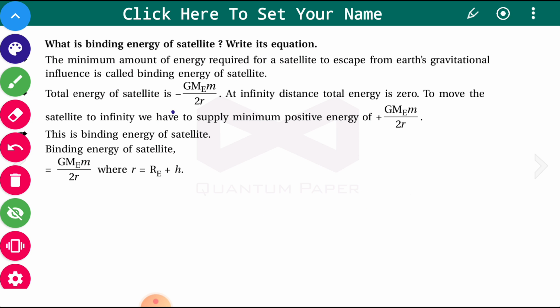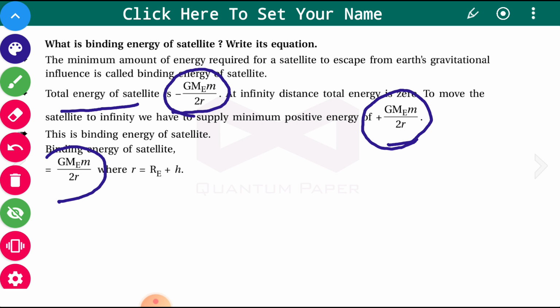We have already discussed that it is minus GMEM upon 2R. So the total energy of the satellite is negative, which shows its binding energy. If you want to remove this satellite to infinite distance, then positive GMEM upon 2R energy must be given from outside. So the binding energy of the satellite is nothing but GMEM upon 2R, where R is nothing but RE plus H, which I have explained.